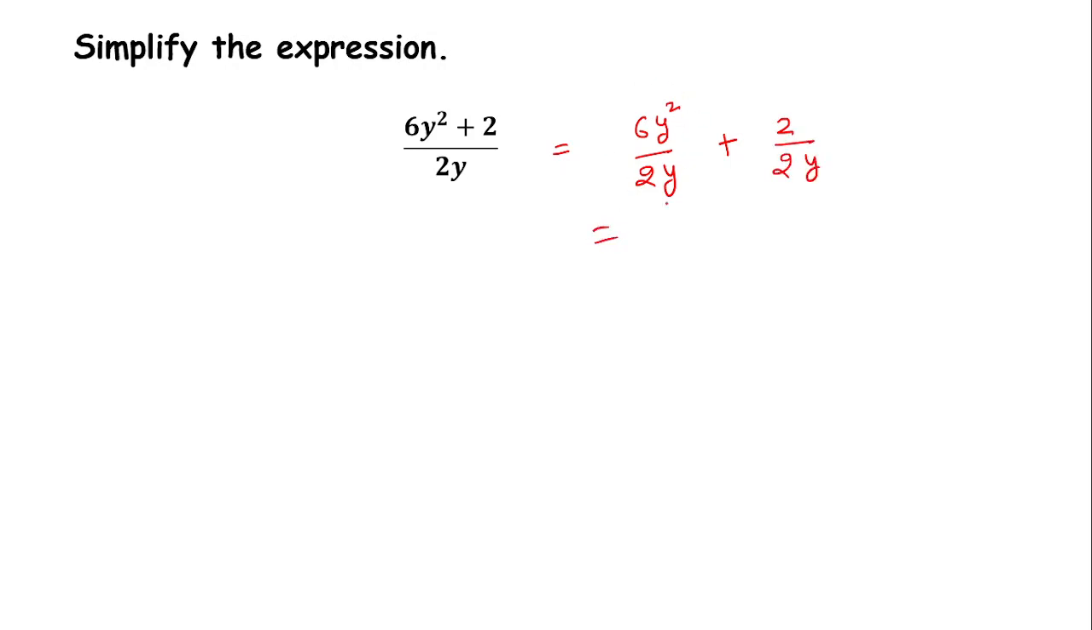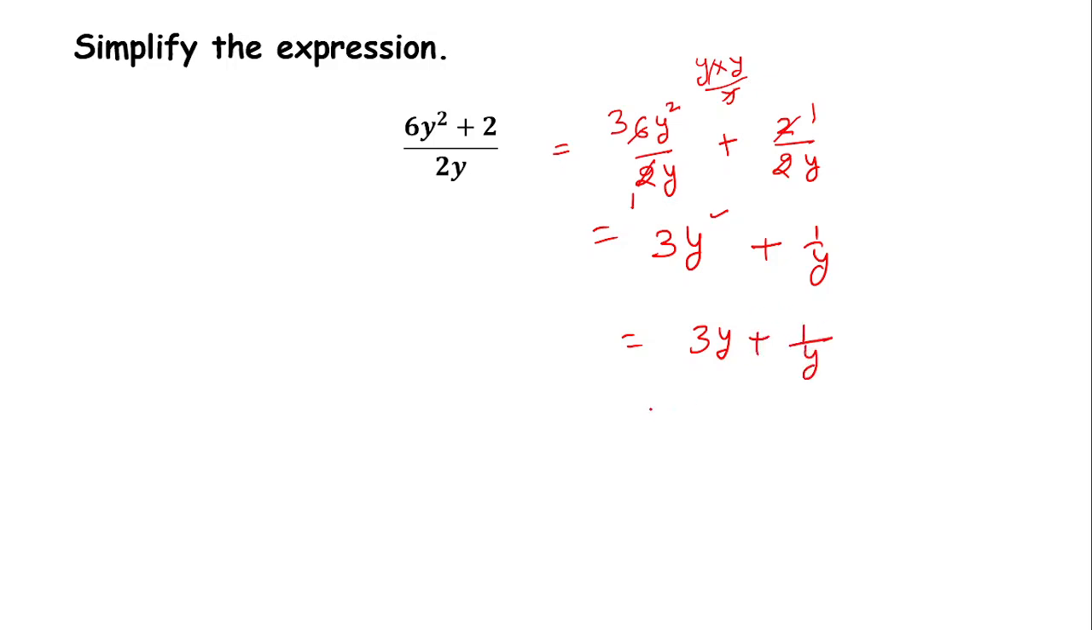If you simplify the first one, this part, we will get 3 times y. How? Because 2 cancels 6 by 3, and 2 times 1 is 2. And this is y square, y times y over y. Y times y over y, I will get only y. I wrote it here. What about this? This 2 gets cancelled. We have 1 over y. So the final answer for this question is 3 times y, 1 over y.